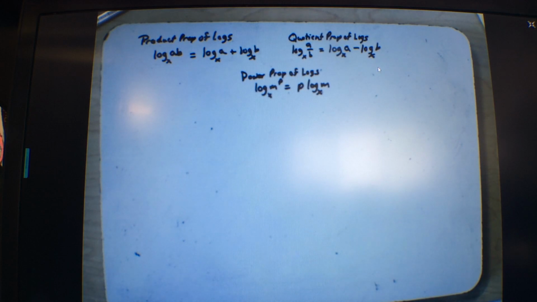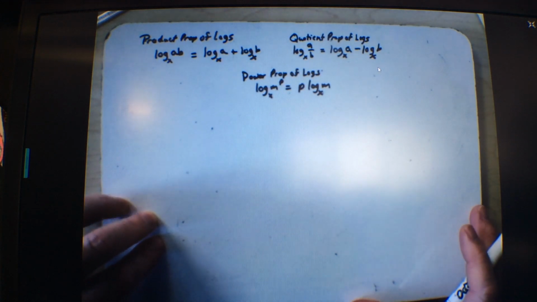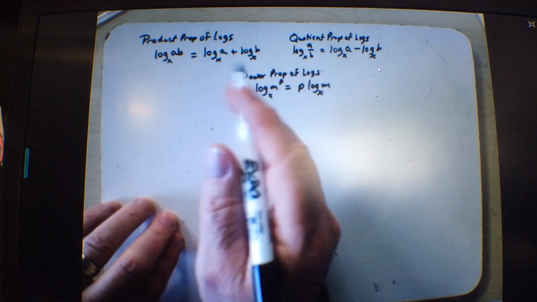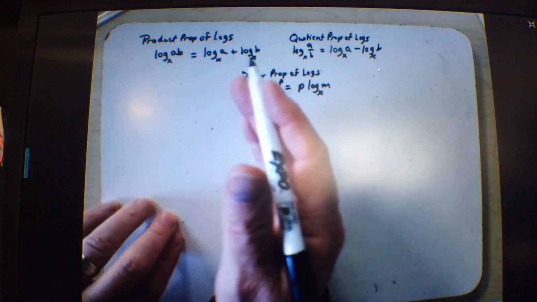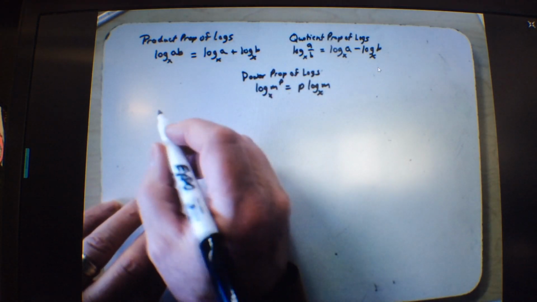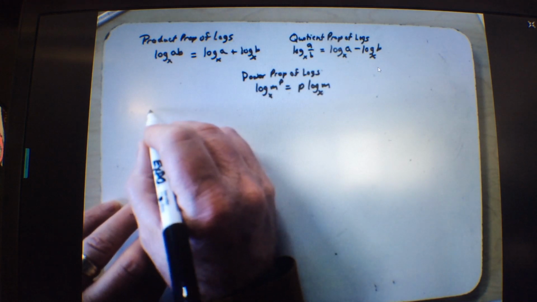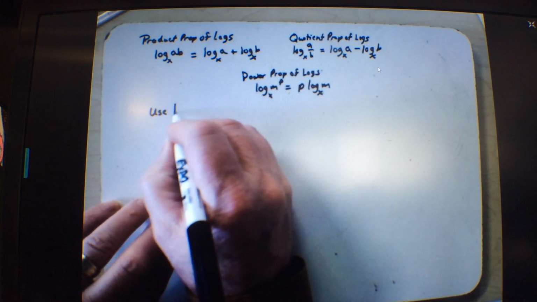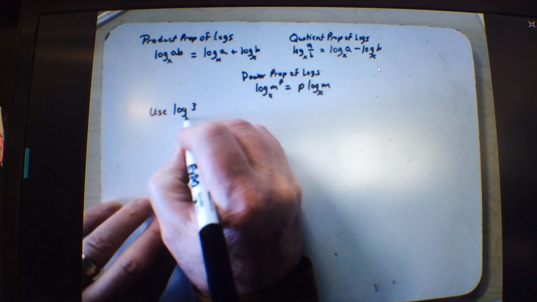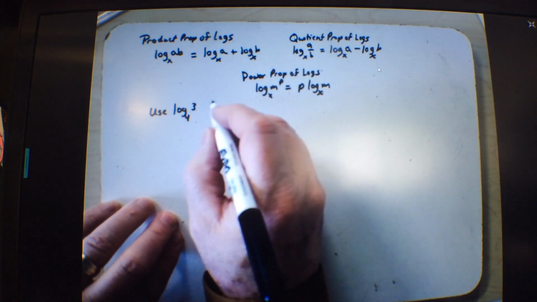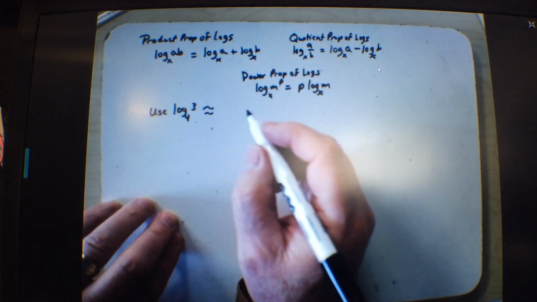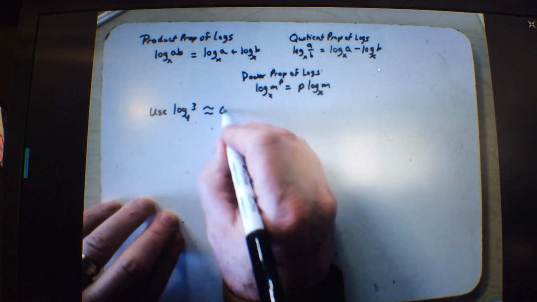Okay, I'm going to show you one that's pretty tough, because you have one that's pretty tough on your assignment. I'll try to show it to you also. But we're just going to do some examples. I'm going to go from these examples to your problems. It says use the log of 3 base 4 is approximately, this wavy equal sign means approximately, 0.7925.